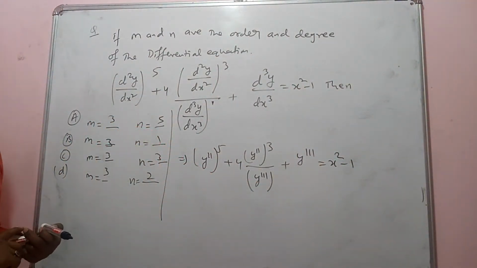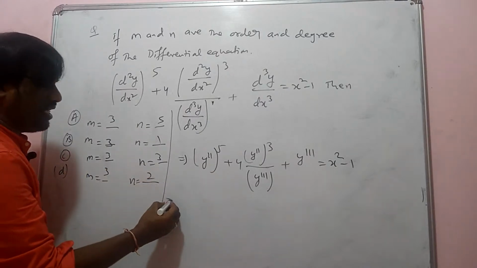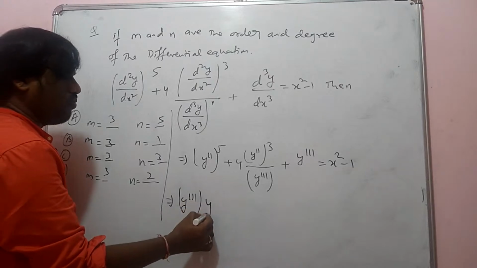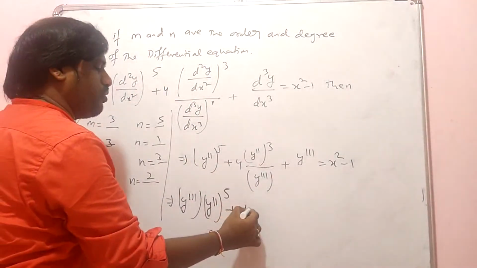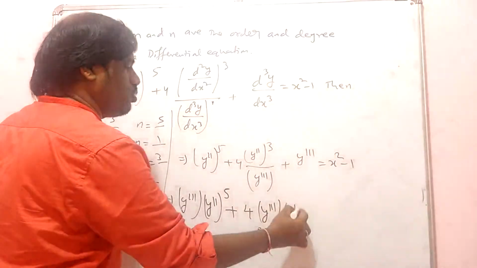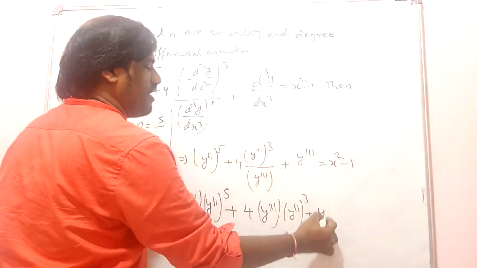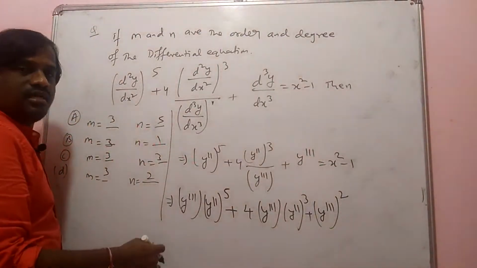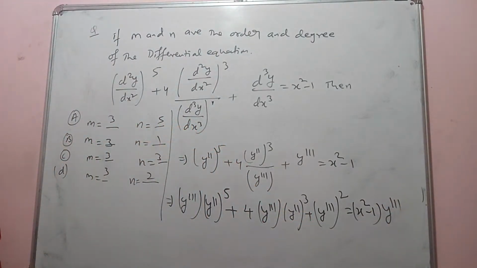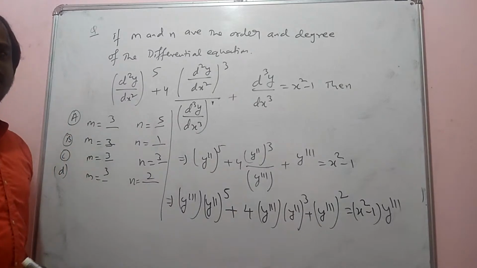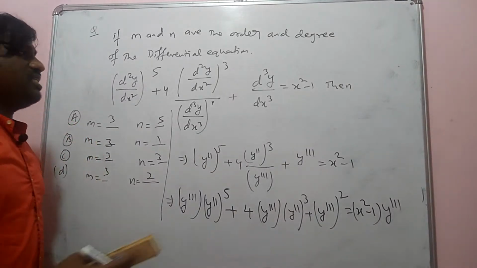To eliminate the denominator, I multiply each term by y'''. I get y''' (y'')^5, and multiplying each term, the y''' cancels out, so I get 4 y''' (y'')^3 plus, multiplying here, (y''')² is equal to (x² - 1) y'''. What I have done is simple: I did the LCM and cross multiplication. In other words, I multiplied each term with y'''. After multiplying each term by y''', I got that equation.